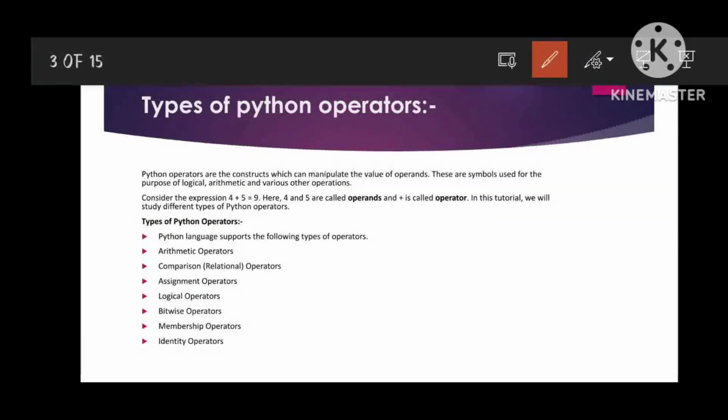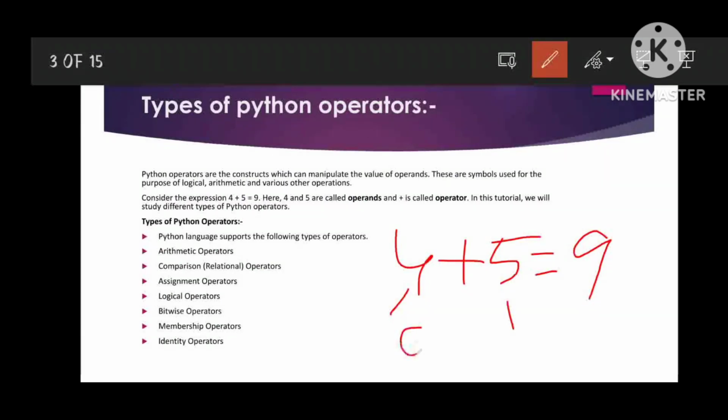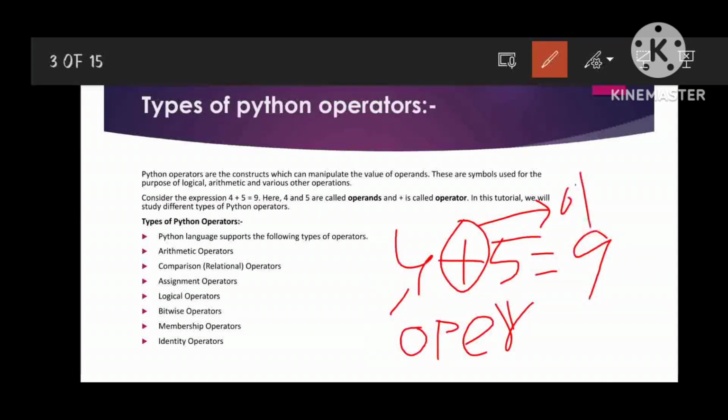See here, 4 plus 5 is equal to 9. Here 4 and 5 are called operands, and this is called the operator. Which operator is it? It is the arithmetic operator. It is a symbol which performs an arithmetic operation, so it is called an operator.